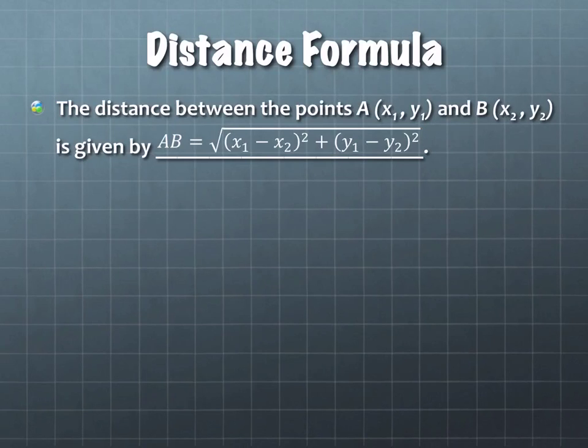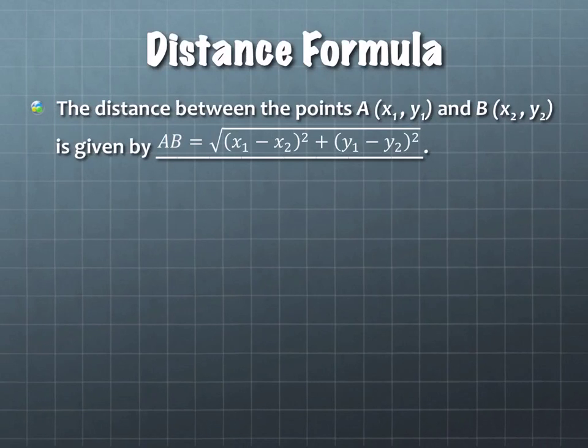The distance between the points A, which is (x1, y1), and B, which is (x2, y2), is given by AB equals the square root of (x1 minus x2) squared plus (y1 minus y2) squared. A few cool features here. Notice, it does not matter whether you do x1 minus x2 or x2 minus x1.